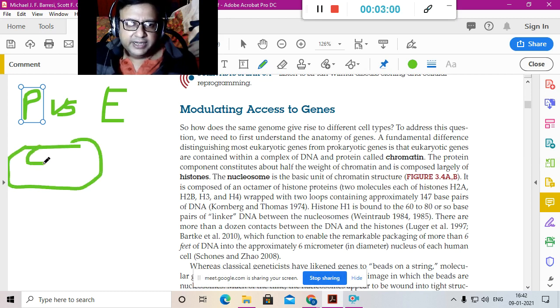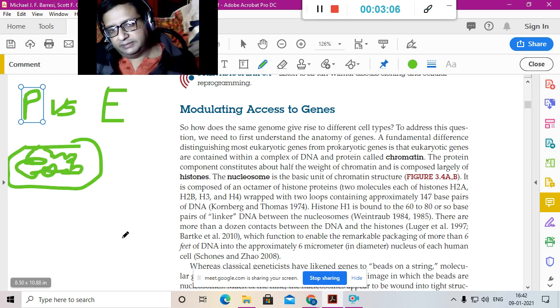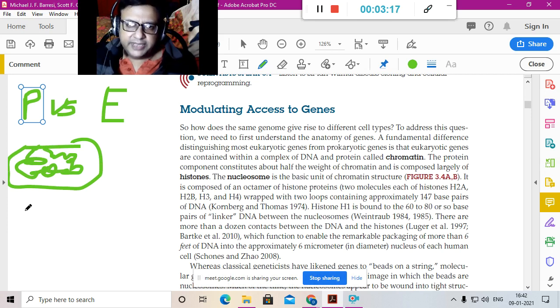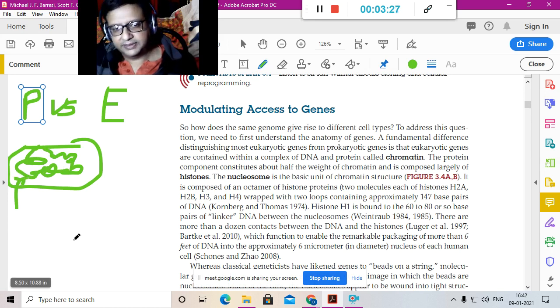the DNA arranged mostly circular, like this, and very little nucleosomal compaction is present. There are some nuclear proteins which are present, but very little. So this DNA is more or less always accessible to the transcription factors.